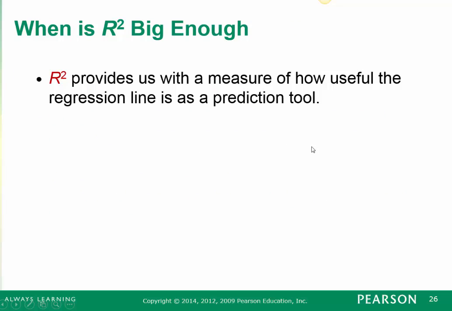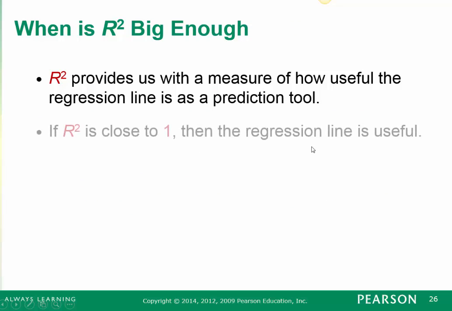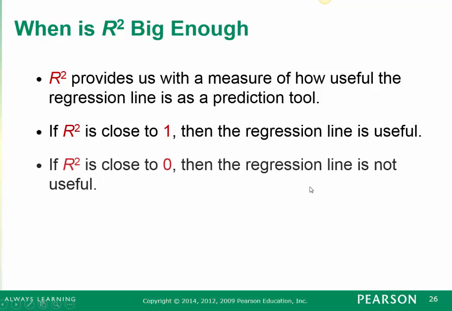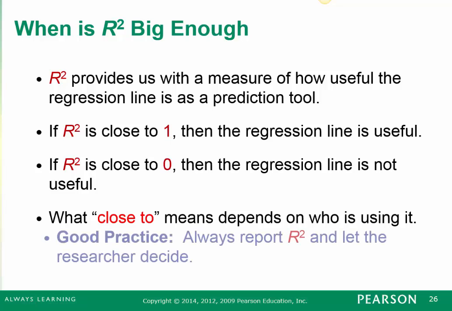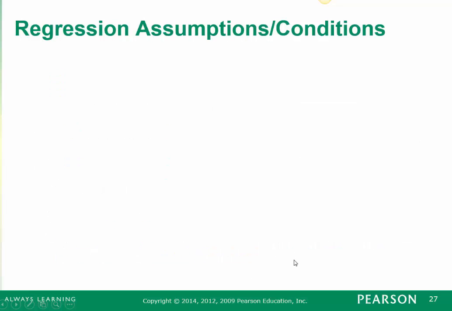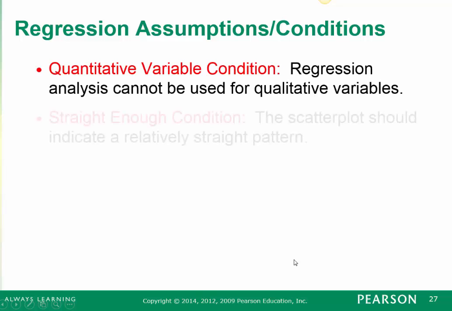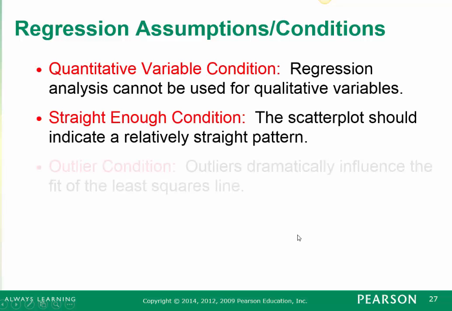So it gives us a measure of how useful the regression line is as a prediction tool. If it's close to 1, we say that the regression line is very useful. If it's close to 0, the regression line is not very useful. There's not really a criteria for how big R squared should be. It really depends on the situation. Similar to the r, when we looked at correlation last week, I couldn't really give you a fixed number that said strong or moderate or weak. But you always want to report your R squared when you're working on a regression model and let your reader decide.